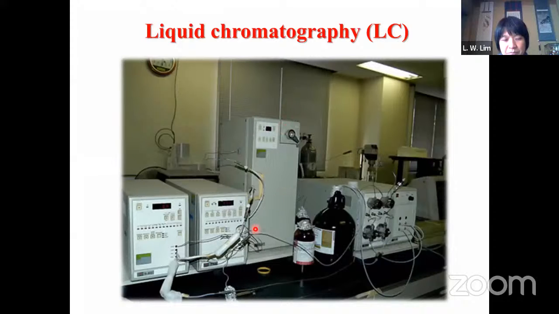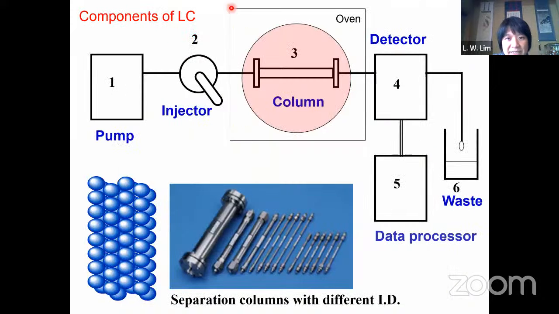Sometimes for some separations, you need to increase the temperature in order to decrease the analysis time. But most of the time right now, we just do analysis at room temperature. Some systems do not have the column oven, but in some HPLC systems, they will offer this column oven.